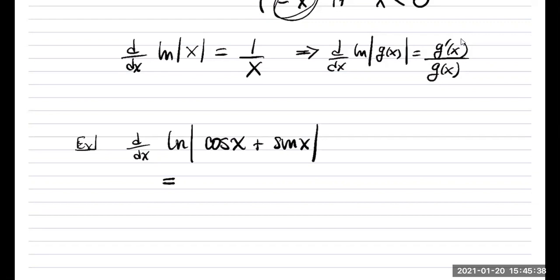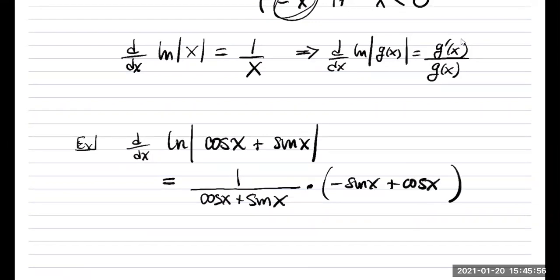Okay, so here, the derivative of the logarithm of the cosine plus the sine is the reciprocal of the cosine plus the sine times the derivative of the cosine plus the sine. Okay, and I totally disregarded the absolute value bars as I took the derivative. Okay, you can always do that.